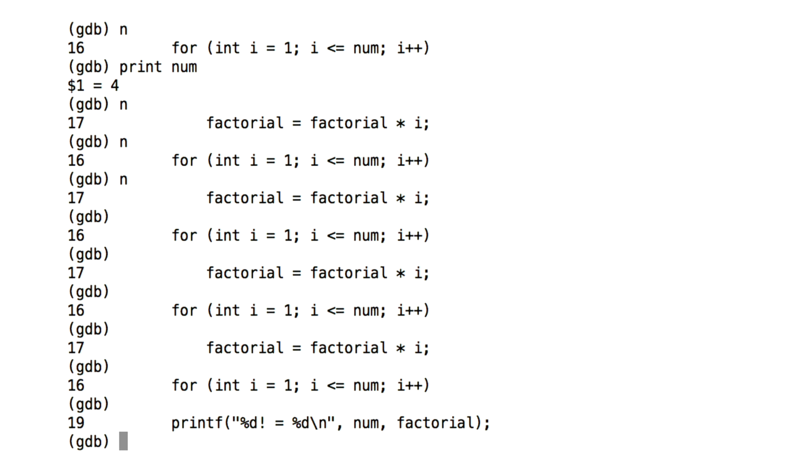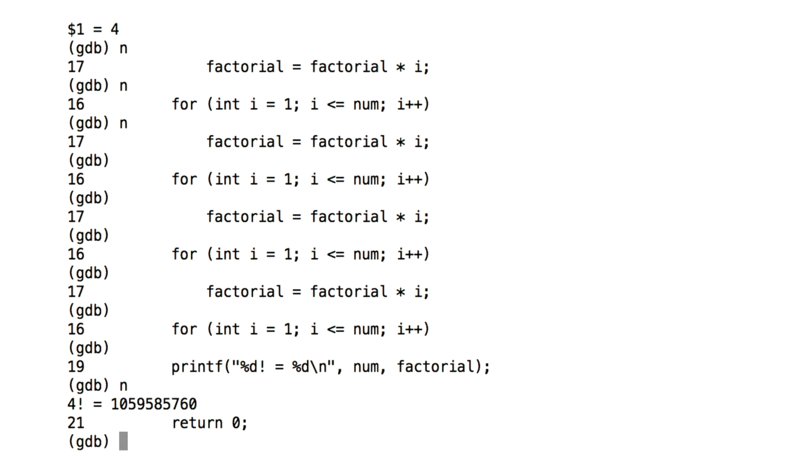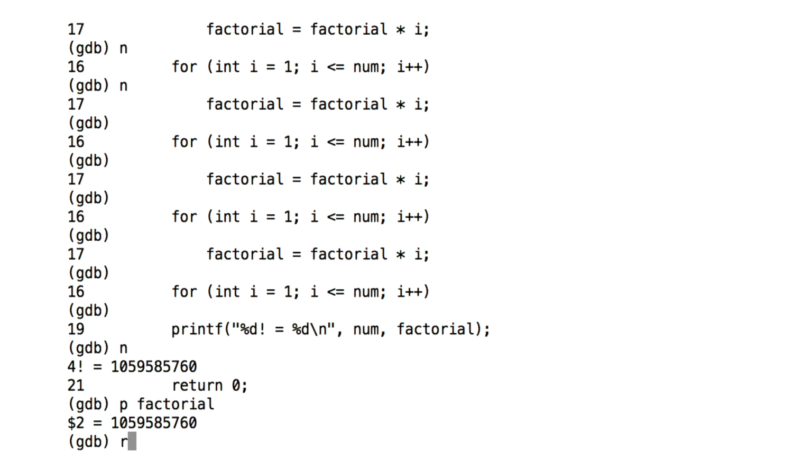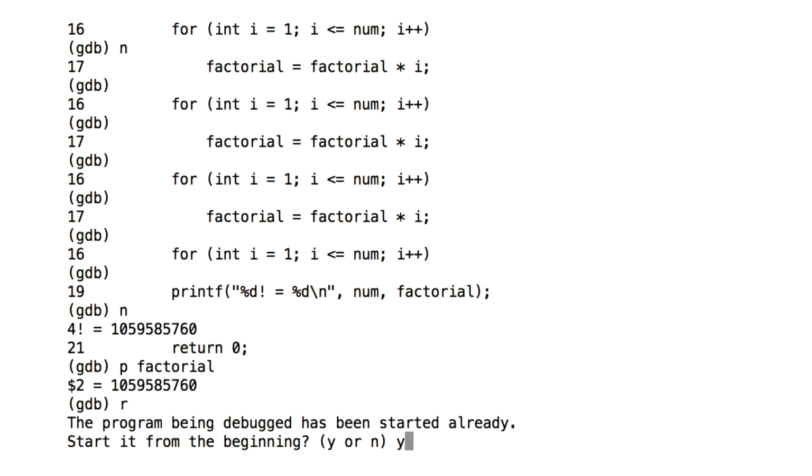Everything seems like it's working, except when we hit next again, we get this huge number instead of 24. If we print out the value of factorial using p, we see that factorial does have this massive number in it. Something's definitely going wrong. At this point, though, we are almost at the end of the program, and it's too late to fix anything. However, we can restart the program by typing r again and then y to confirm.